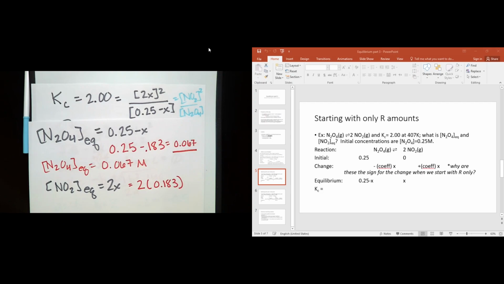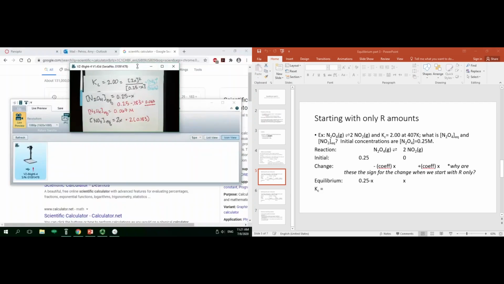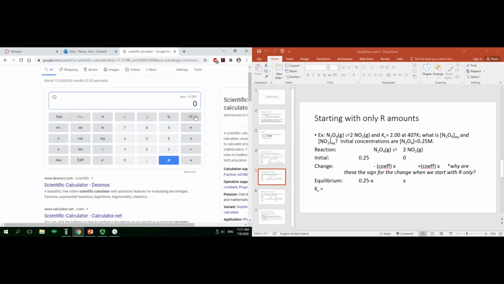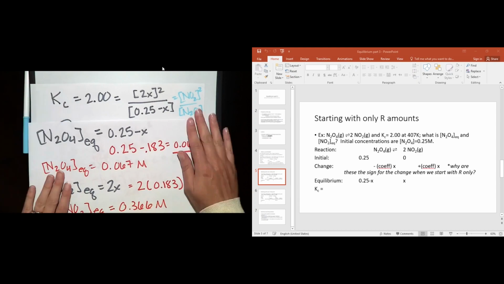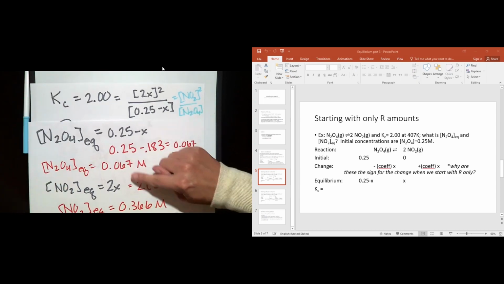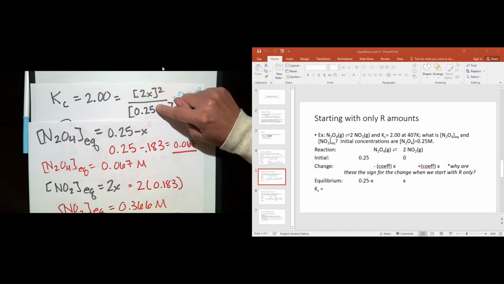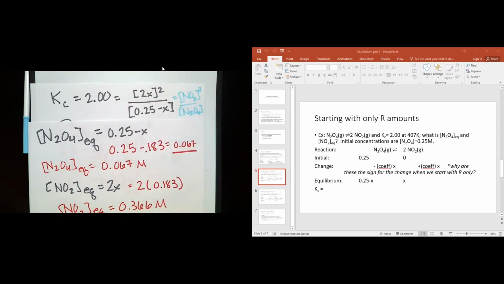Okay, and 2 times 0.183. There we go, 0.366. Okay, so now I have what I believe are the equilibrium concentrations. Now, how do I check? Let me go back to my visualizer screen. How do I check? Well, if I plug these values in to the equilibrium constant expression, I need to get that number back.